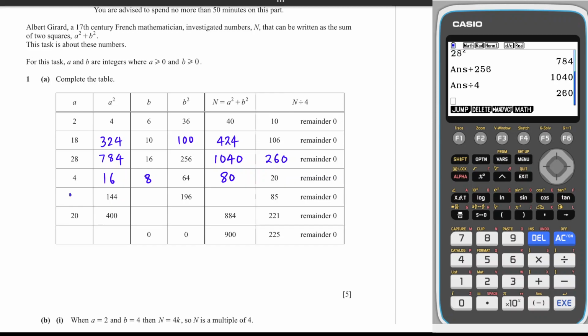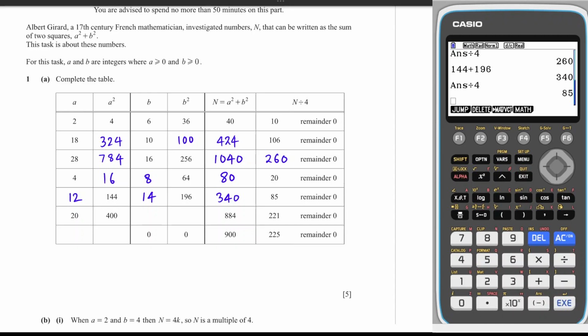144 is the square of 12. 12 squared is 144. 196 is the square of 14. And 144 plus 196 gives me 340. 340 divided by 4 is 85. So the remainder is 0 again.